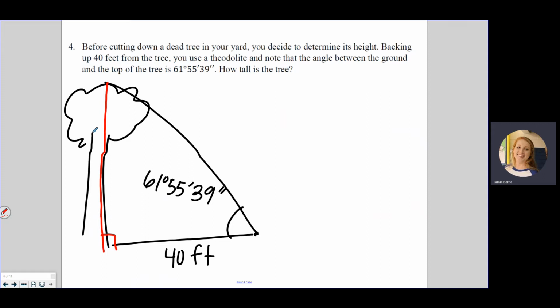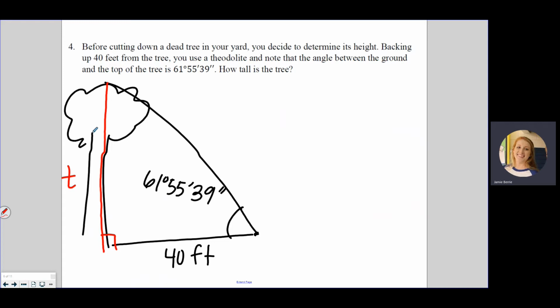All right, so now we want to know how tall is the tree. Which side would that represent? If this is the angle, would it be the opposite or the hypotenuse? That would be the opposite side, right? So let's just call that T for tall. That's that side in red over there.